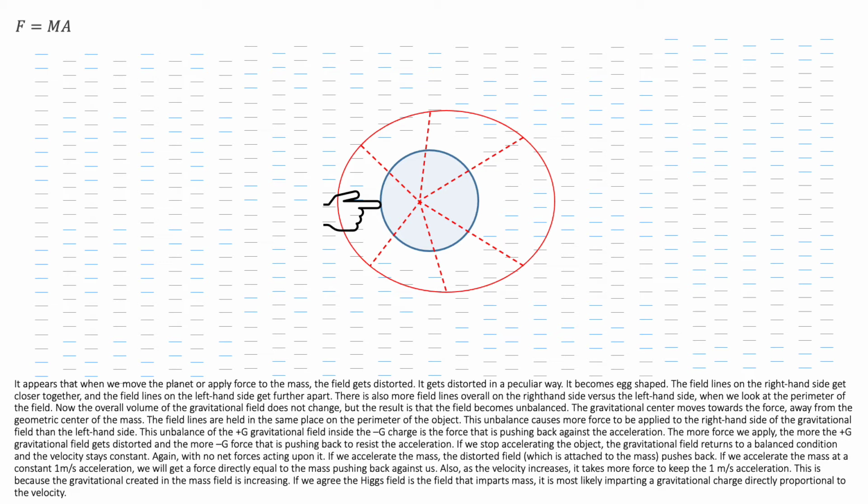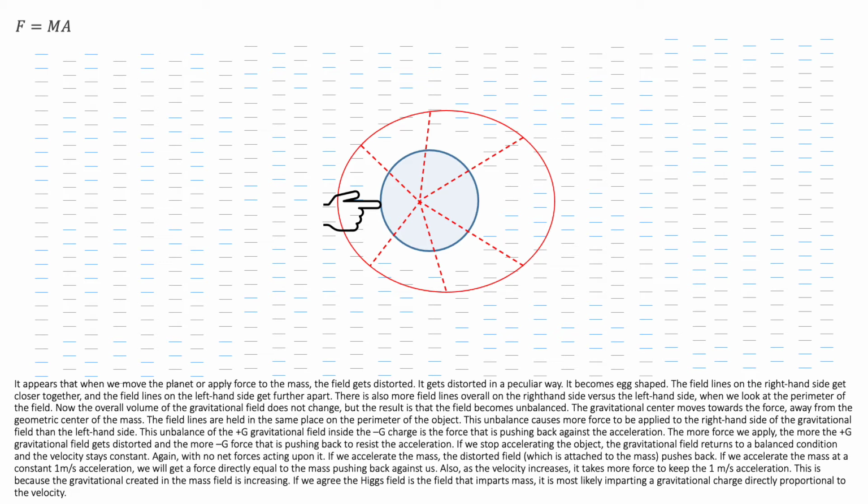The field lines are held in the same place on the perimeter of the object. This unbalance causes more force to be applied to the right-hand side of the gravitational field than the left-hand side. This unbalance of the plus g gravitational field inside the minus g charge is the force that is pushing back against the acceleration. The more force we apply, the more the plus g gravitational field gets distorted and the more g force that is pushing back to resist the acceleration.